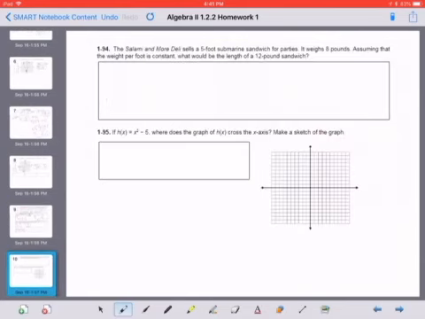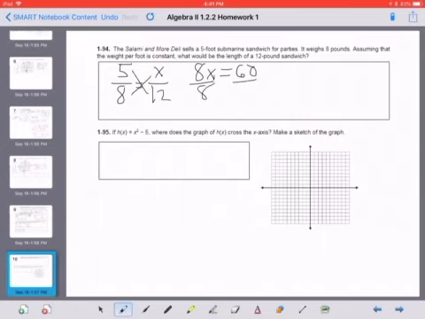Problem 94 says the Salami and More Deli sells 5-foot submarine sandwiches for parties. It weighs 8 pounds. Assuming that the weight per foot is constant, what would be the length of a 12-pound sandwich? So we can actually write a proportion for this. So we could do 5 over 8 equals x over 12, and then cross multiply. So you get 8x equals 60, divide by 8. x is going to equal 7.5 feet.